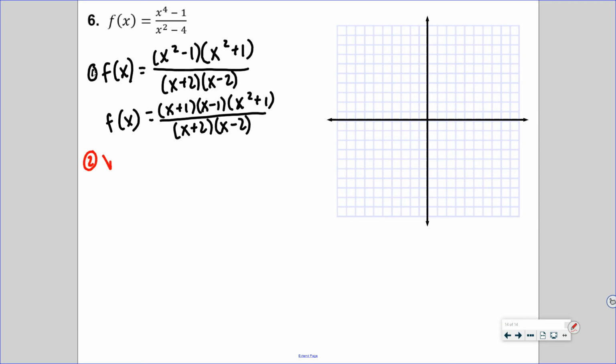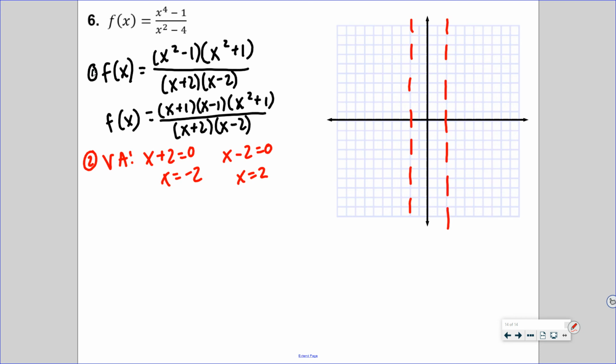Vertical asymptotes. Looks like I have two again, at -2 and 2. All right, this one's kind of a weird one. The degree of my numerator is greater than the degree of my denominator, which means there's no horizontal asymptotes. It's greater by 2, and it has to be exactly 1, so there's no slant asymptotes either.